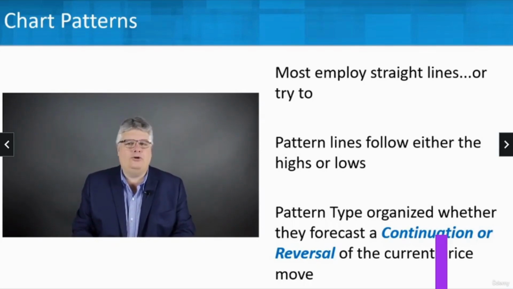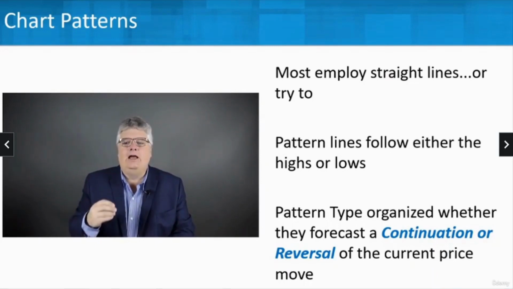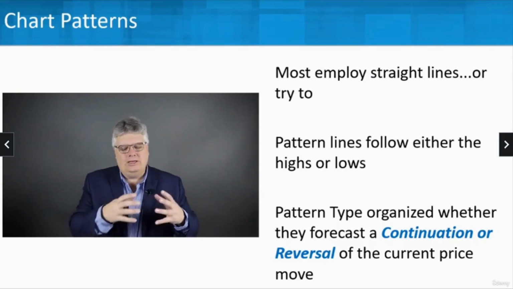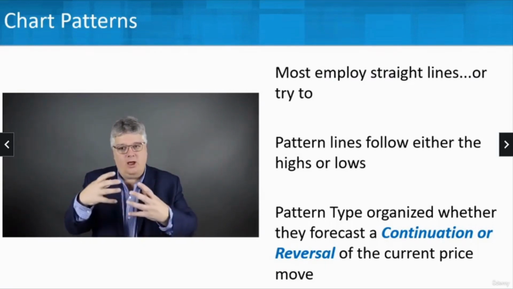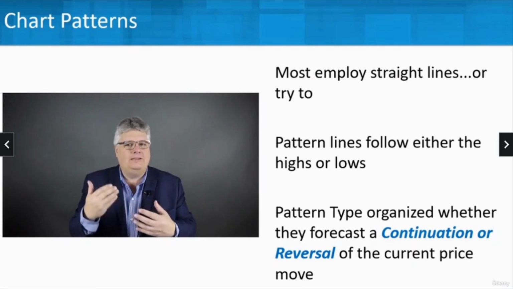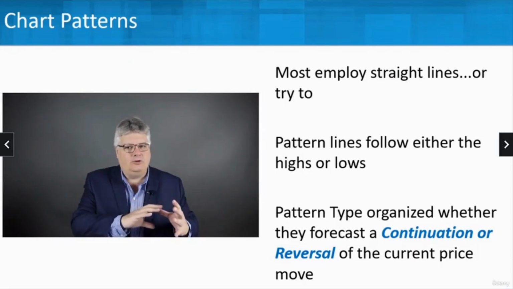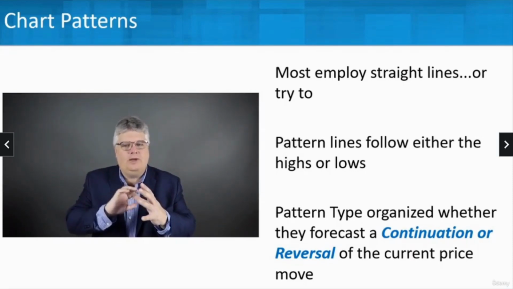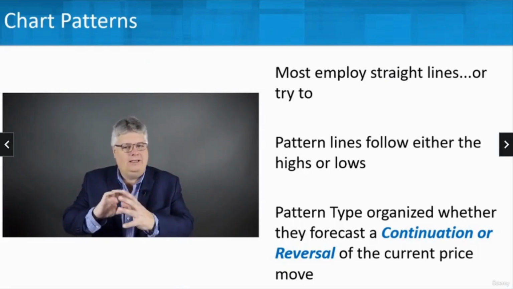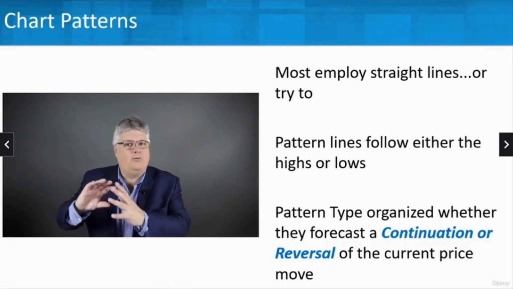And pattern types are organized by whether they forecast or indicate a continuation or a reversal of the current price move. So the idea is you're seeing a trend, either upwards or downwards, and you want to look at that pattern that's developing and see, when you recognize that pattern and maybe invest or trade around it, is it going to continue? Let's say it was an uptrend. Is it going to continue in that uptrend? If we've already bought, we might want to keep holding until it gets to a reversal point, or maybe we want to buy now and ride that uptrend.